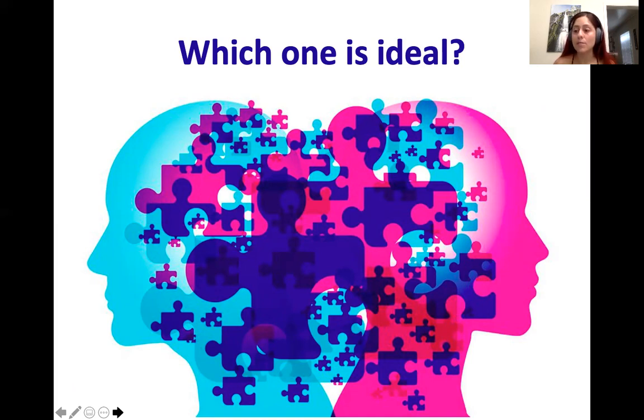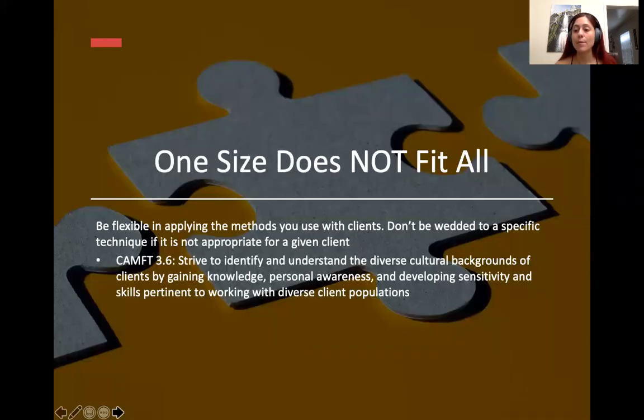So by being exposed to different theories, you can have them in your toolkit, figure out which one resonates with you, and which one matches best to your client, and approach your cases from there. It's important to remember that one size doesn't fit all. You need to be flexible in the methods that you use. Don't become so attached to a theory that you use it even when it's not appropriate or when research says that it's not best. This would go against our ethical codes.